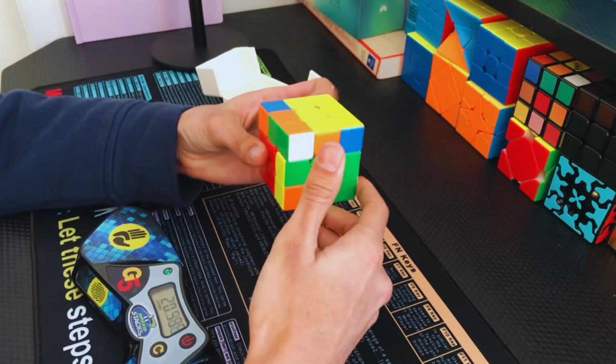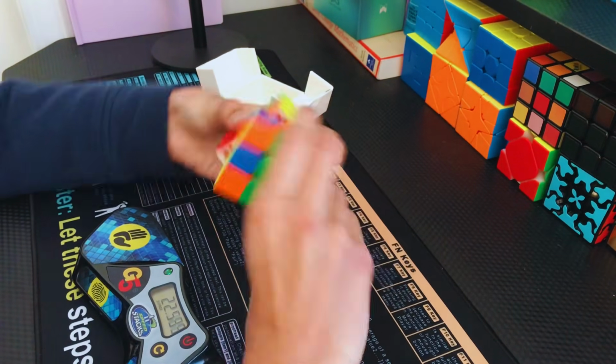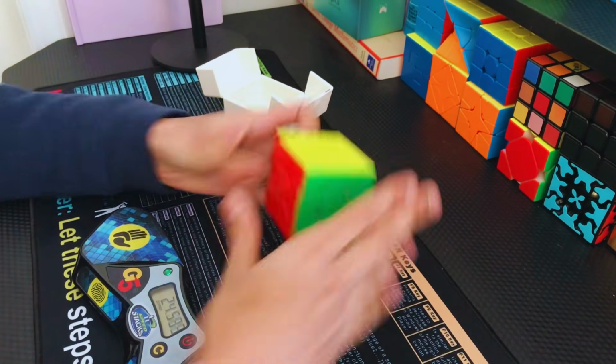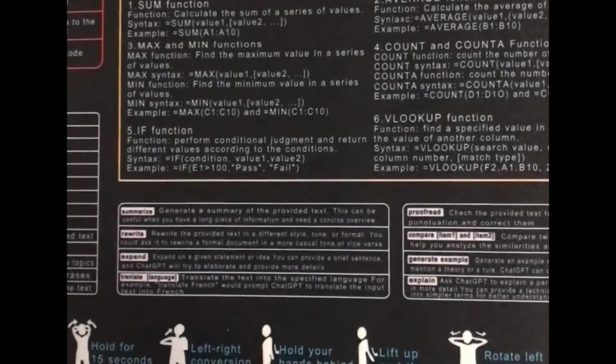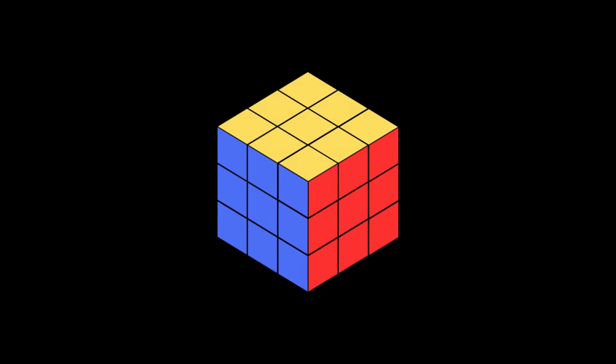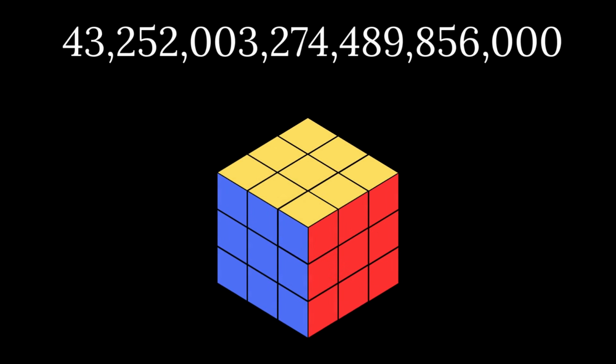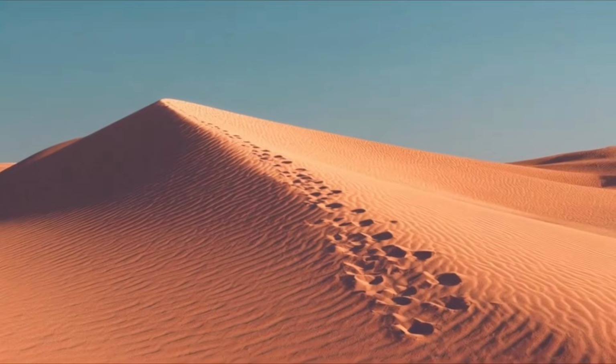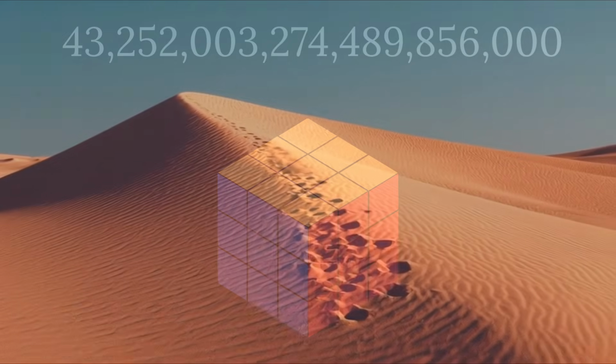I can solve a Rubik's Cube, but I'm not too good at it. What I am good at, though, is math. That's the entire point of this channel. Believe it or not, the Rubik's Cube has more than 43 quintillion possible combinations. That's 43 followed by 18 zeros, and it's more than the grains of sand on Earth.